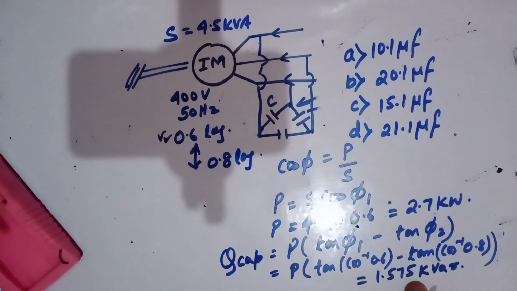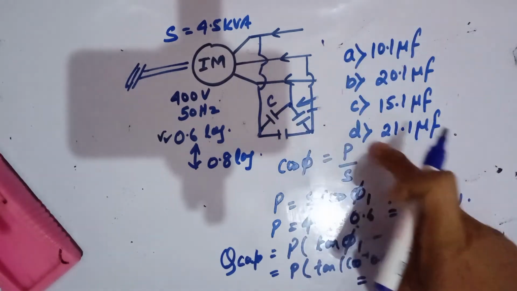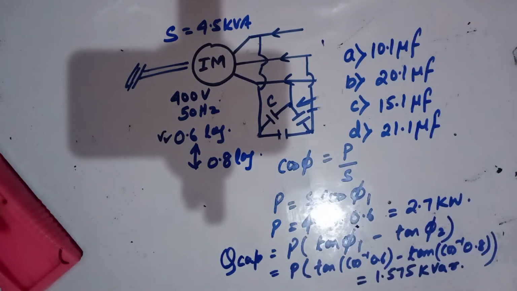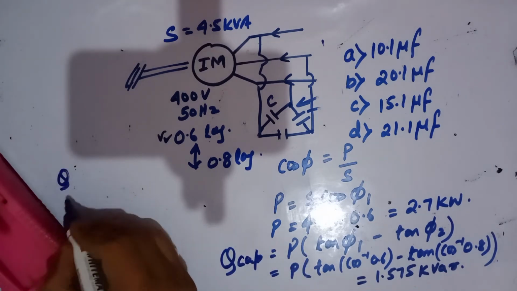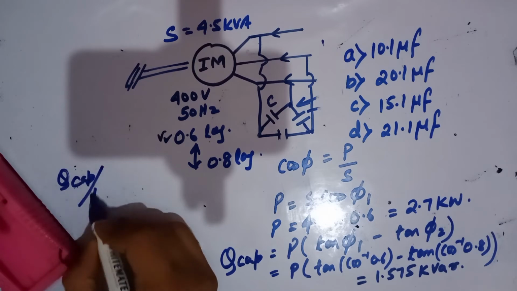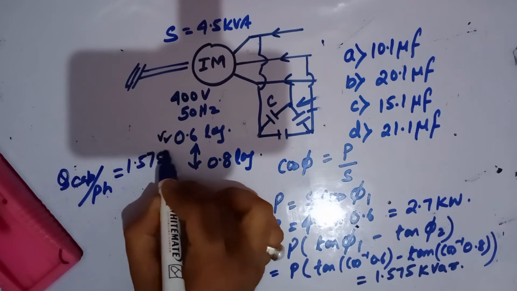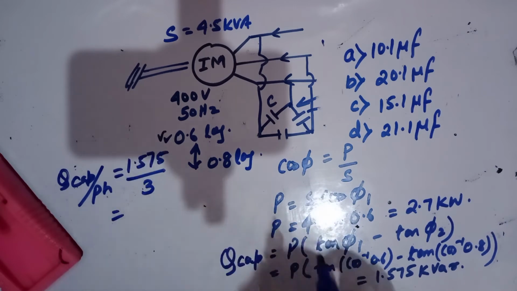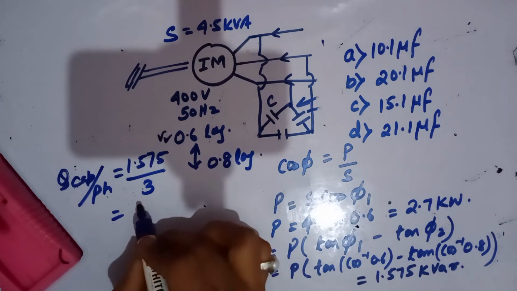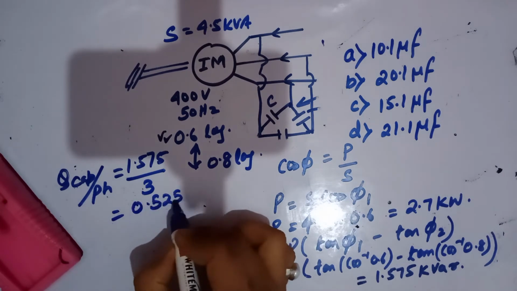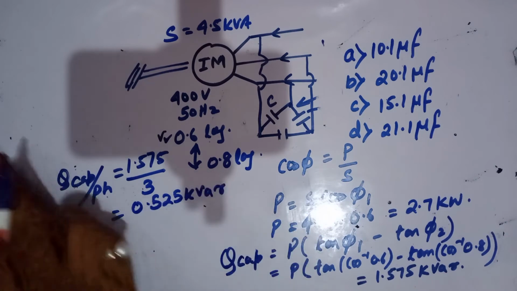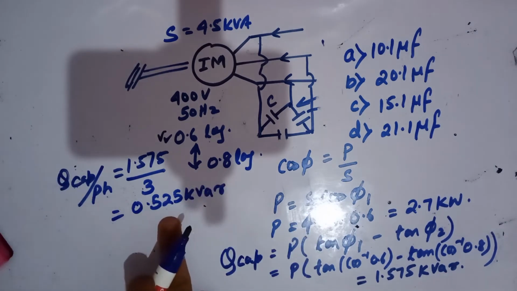As our question has said, we need to find out the capacitor rating in per phase value. So we have to find out the per phase value. So Q, capacitance per phase, means 1.575 upon 3. So you will get 0.525 kVAR. So this is the capacitor rating in your per phase rating.